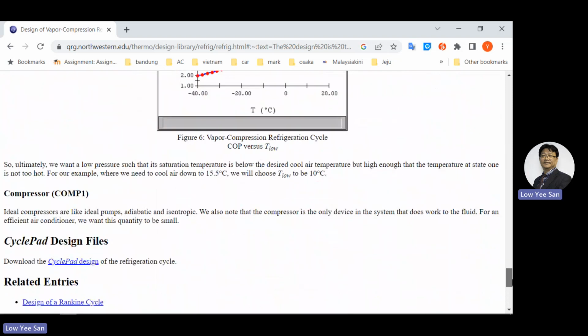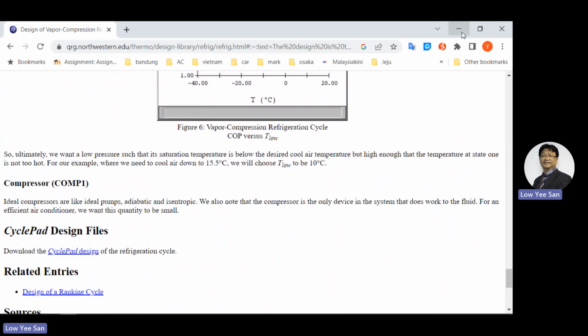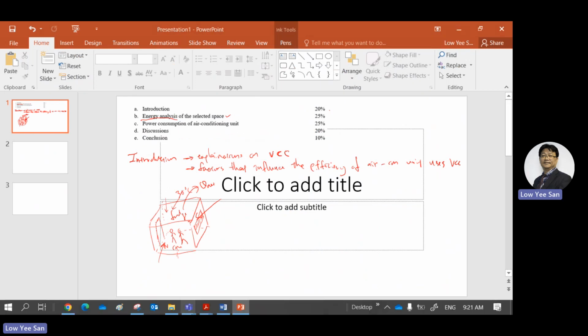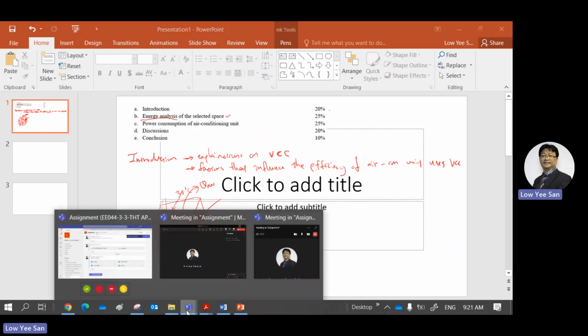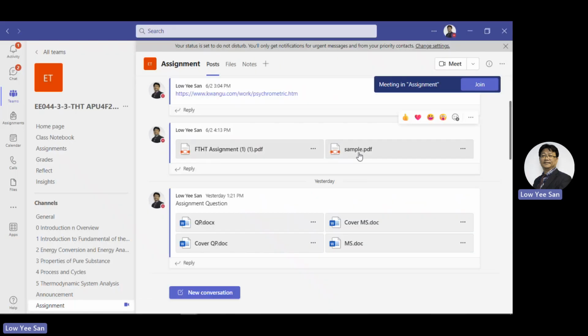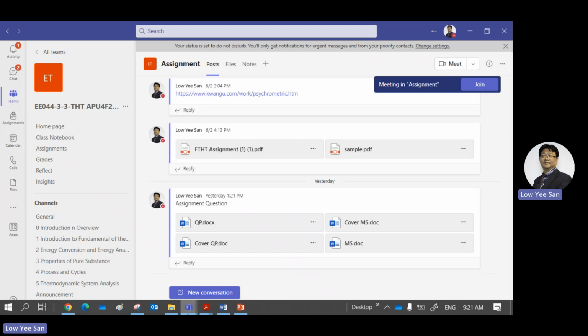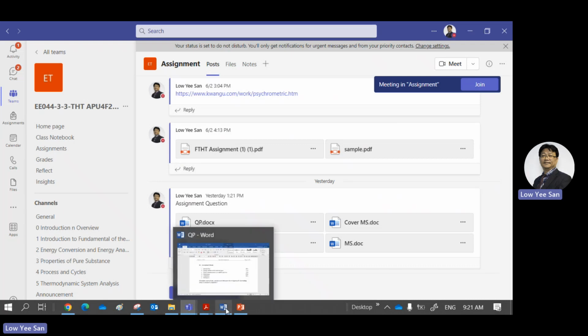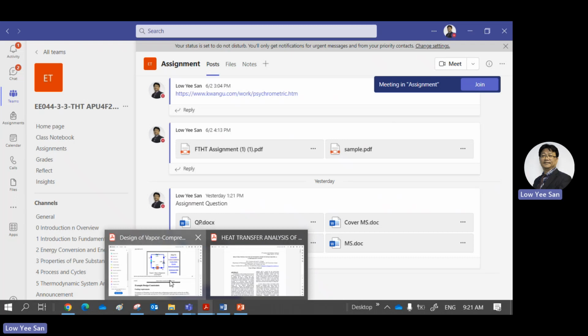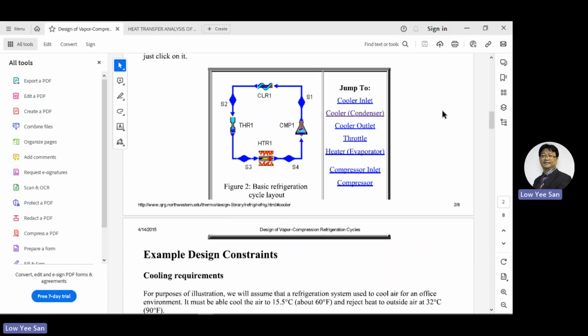If you think this information is not enough, I also attach two reports from previous students. You can go through that. Now this is basically for the VCC, the vapor compression cycle. So that one you just have to go through this.